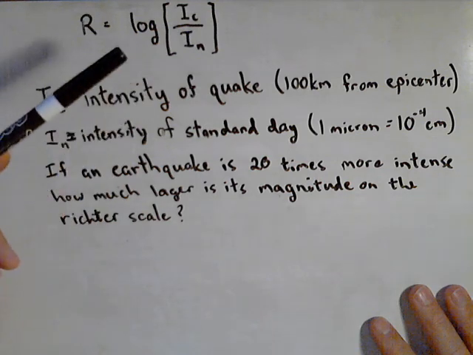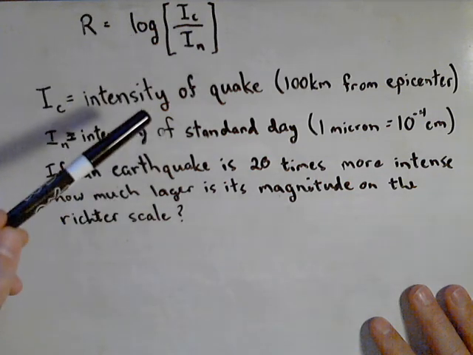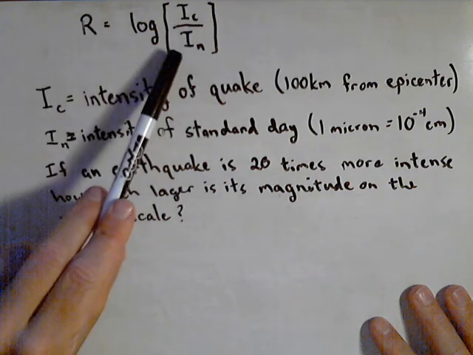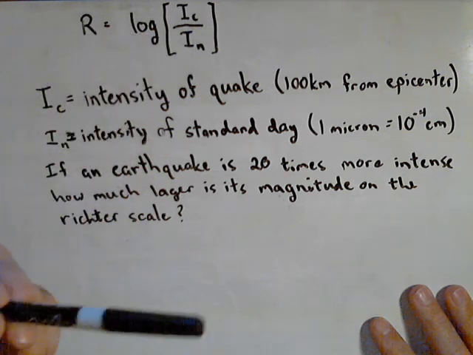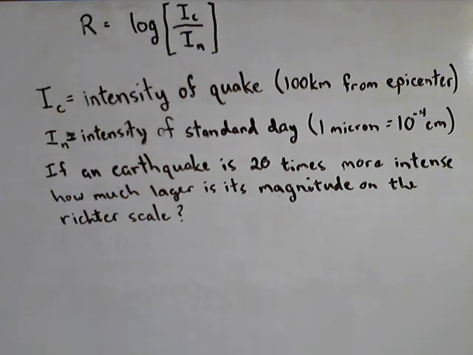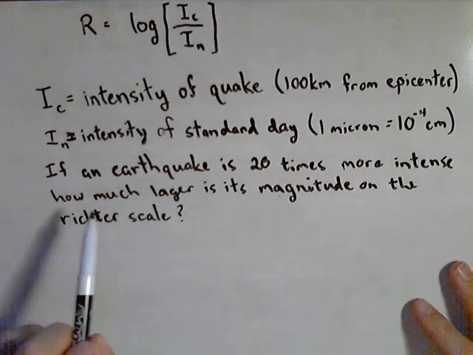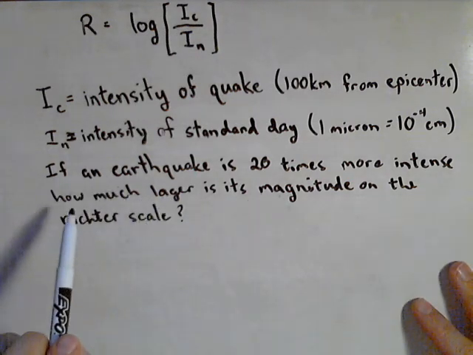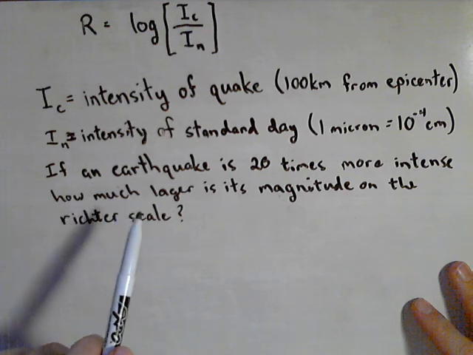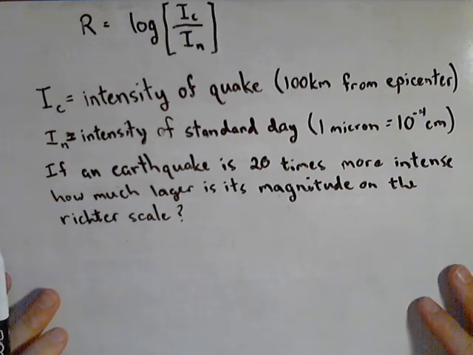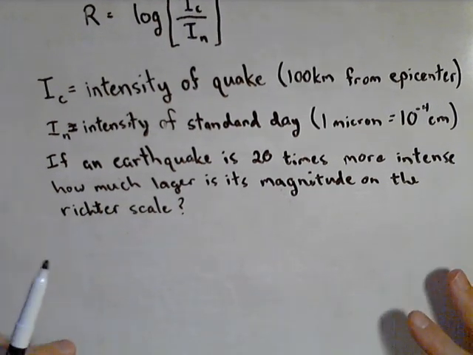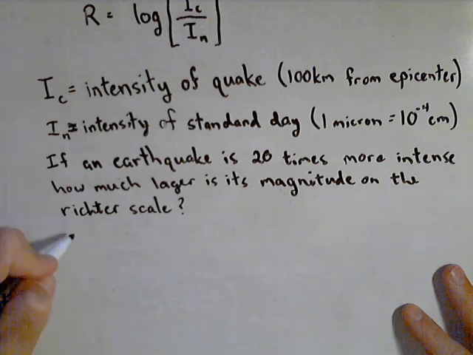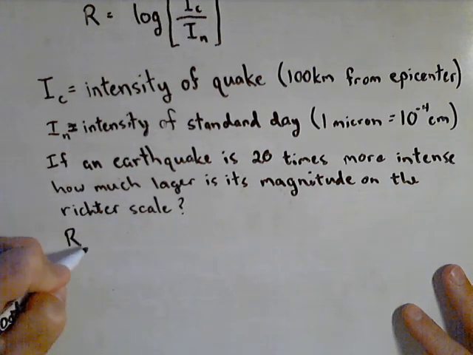So what the Richter scale does is it measures the relative intensity, which usually comes out to be a very large number, and then uses logarithms to make it smaller and fit on a scale. So let's say an earthquake is 20 times more intense than another. We want to know how much larger its magnitude is on the Richter scale. So let's set up an equation for both of these.